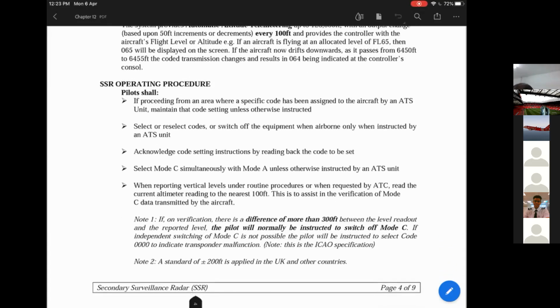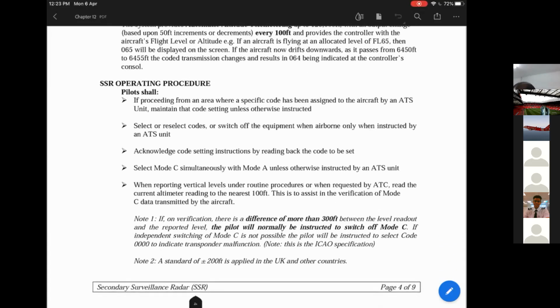Now, as far as SSR operating procedure is concerned, operating procedures are very simple. Before you actually start, the ATC will normally tell you, okay, punch code so-and-so, so-and-so. Number two, you will remain on the same code throughout till the time told by ATC, okay, change.